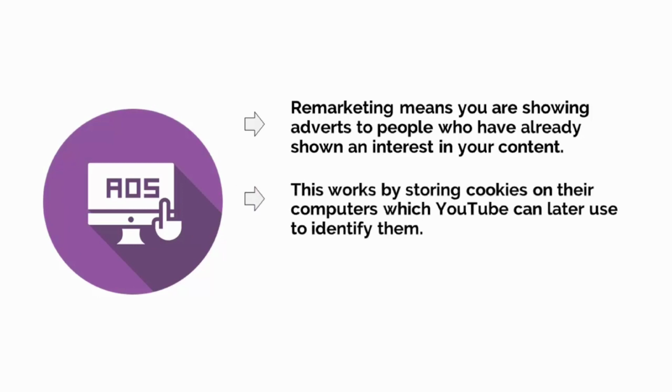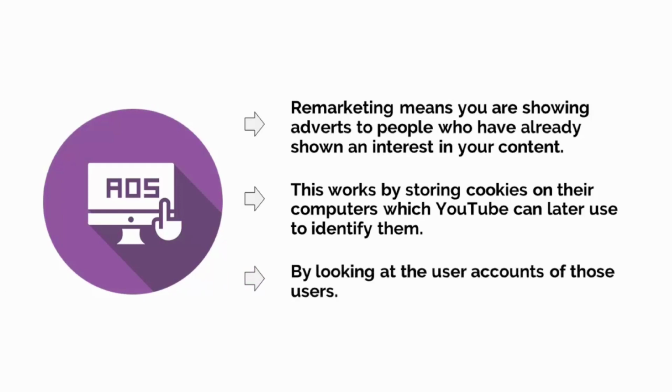This works by storing cookies on their computers, which YouTube can later use to identify them, unless they clear their cookies out of the system, of course, and by looking at the user accounts of those users. This is great because it allows you to once again avoid people who have no interest in your content, and the options available here are also quite varied, allowing you to pick very specific people to advertise to.